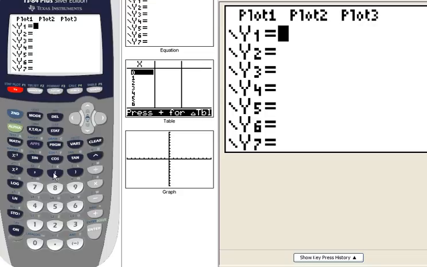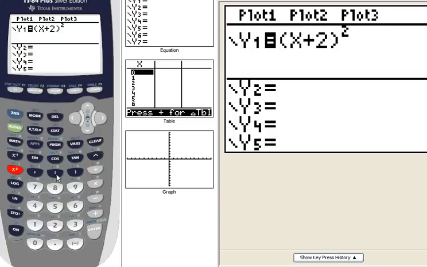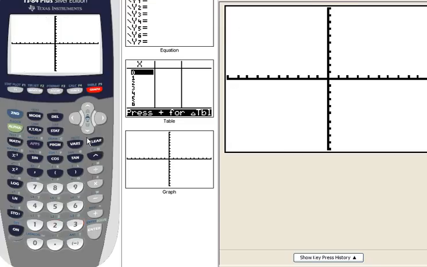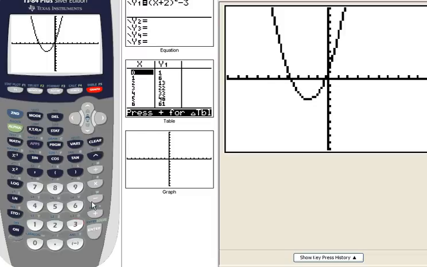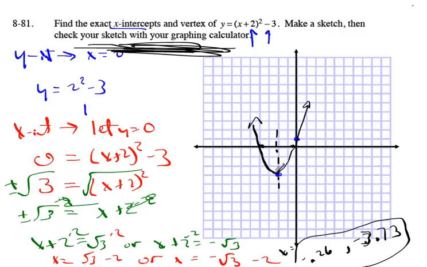It was y equals x plus 2 squared, and you can slow it down if you need to see the key sequence, minus 3. I'm just going to graph that. I already have my standard window up. All right, now I want to confirm back here, my vertex right here was at -2, -3. Okay, let's confirm that that's true on our calculator.